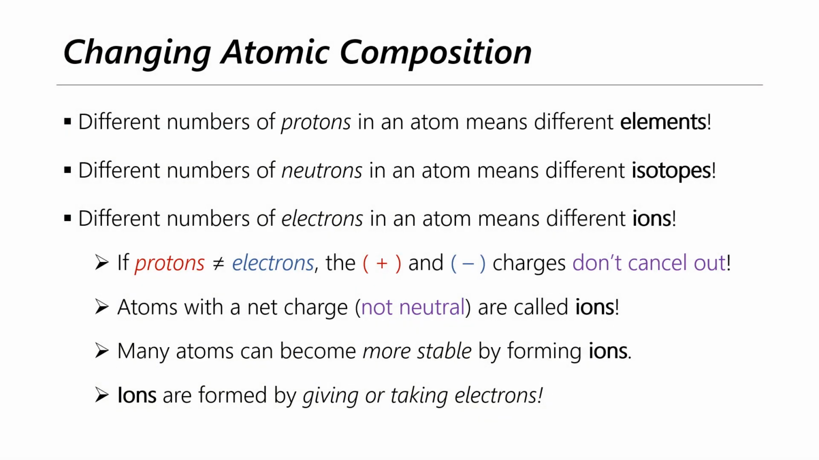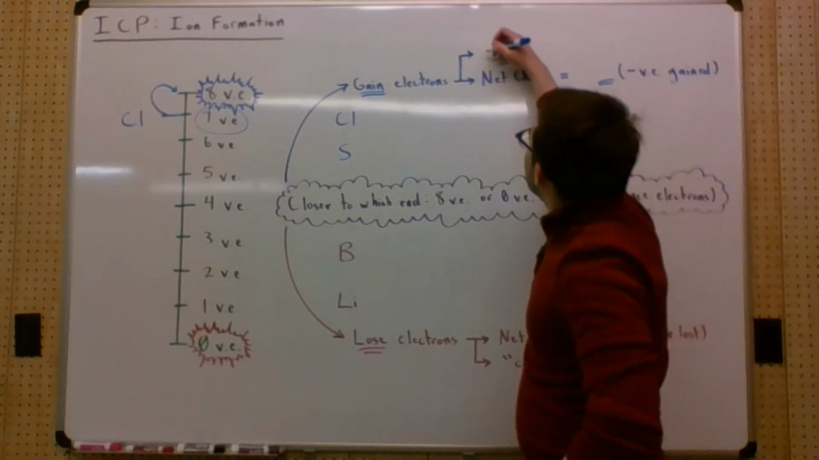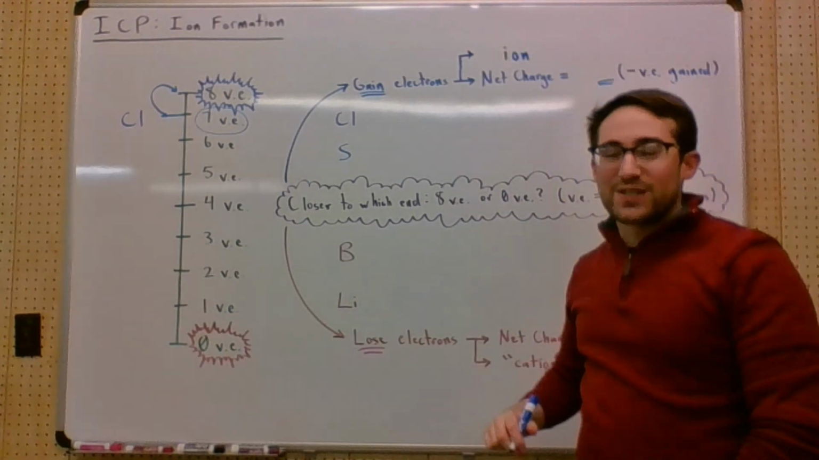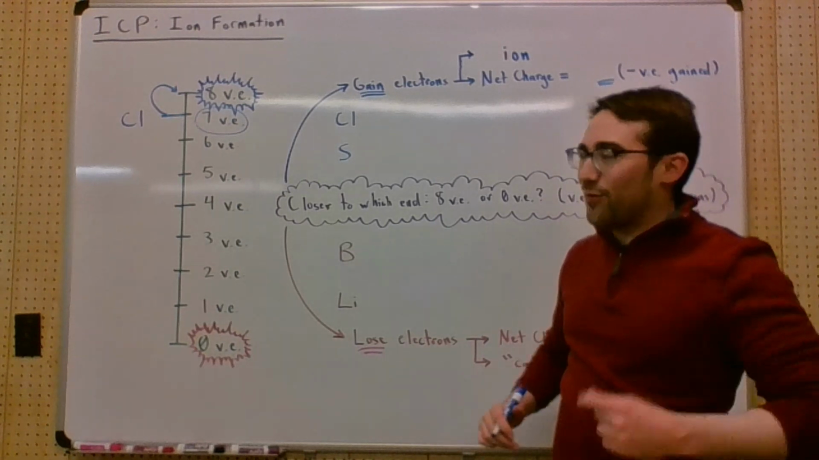There are 3 particles in atoms that we can change the number of to get a different kind of atom. We have protons that change what element we're dealing with. So if you have a different number of protons, you've got a different element. If you have a different number of neutrons, you're dealing with the same element, but it's a different version, a little heavier or a little lighter. We call that an isotope. When we change the number of electrons and we give the atom a charge, either positive or negative, we call that an ion. So chlorine is going to become an ion by gaining 1 valence electron.